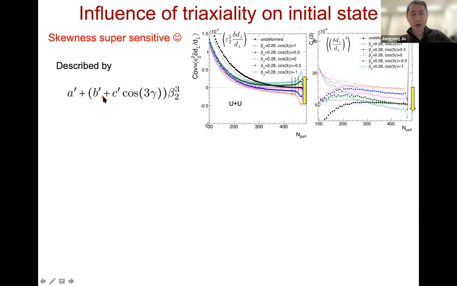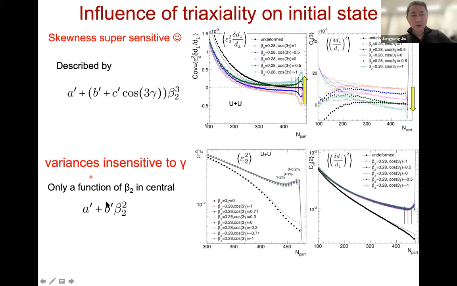You only need the three parameters, but of course, these three parameters are a function of centrality. And so if you look at the two particle correlation, which is the epsilon two square and the PT variance estimator, what you see is that if you change the gamma, it doesn't change, right?